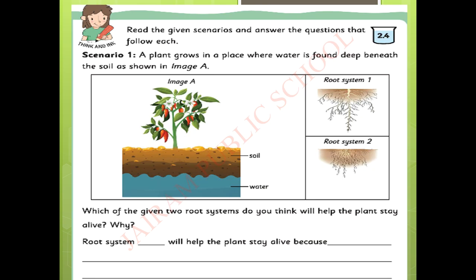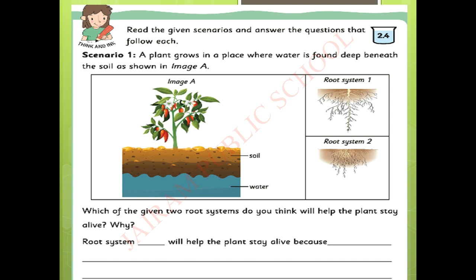Today we are going to see about the next one. So here is a think and ink activity. In this picture you can see a plant. The question given is, a plant grows in a place where water is found deep beneath the soil. So here is a plant you can see and the water is present deep beneath the soil. Now some part is missing in this plant. Are you able to identify it?